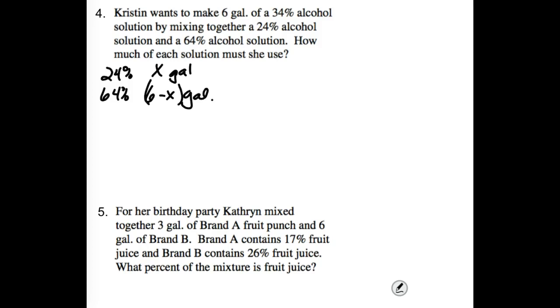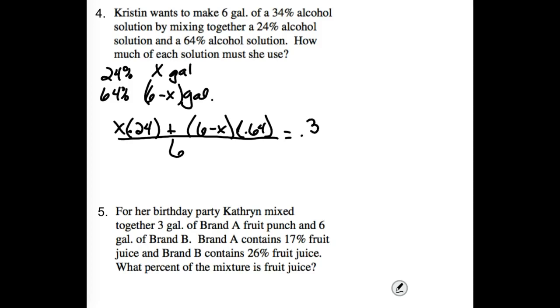All right, let's set it up. We want X gallons of the 24%. We want 6 minus X gallons of the 64%. Our total volume is 6 gallons. And we want a concentration of, all right, 34%. All right, let's distribute.